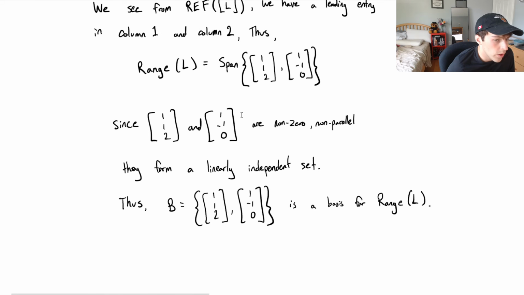So we notice that since those vectors are non-zero and non-parallel, they form a linearly independent set, and since they span the entire vector space, which is the range of L, we can call the set of those two vectors the basis for the range.